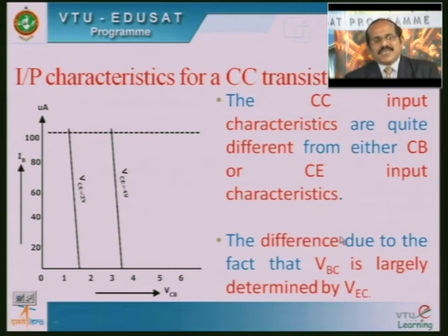You have seen that for the common emitter as well as the common base, the input characteristics are almost similar to those of the forward biased PN junction diode. However, in this case, the input characteristics of BJT in common collector configuration look totally different from either the common base or common emitter configuration. The difference is mainly due to the fact that VBC is largely determined by VEC. VBC or VCB, that is one and the same. This VCB is mainly determined by VEC here.